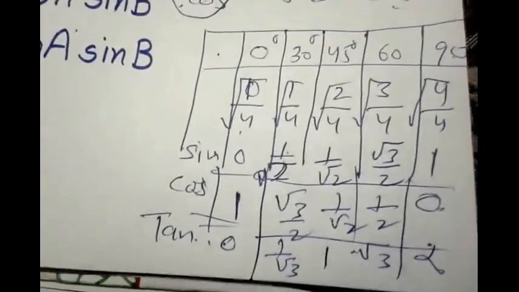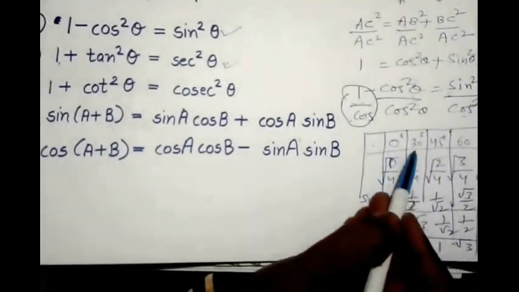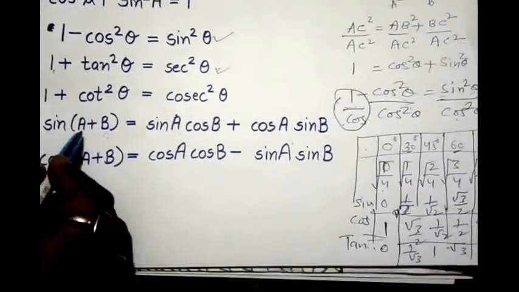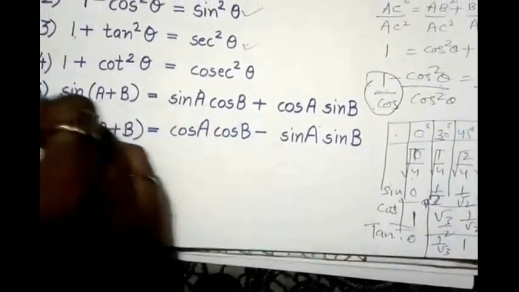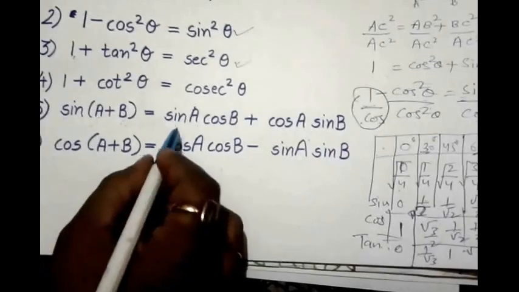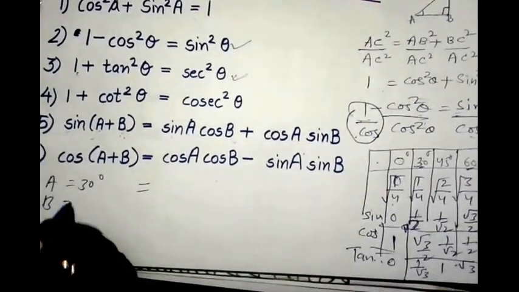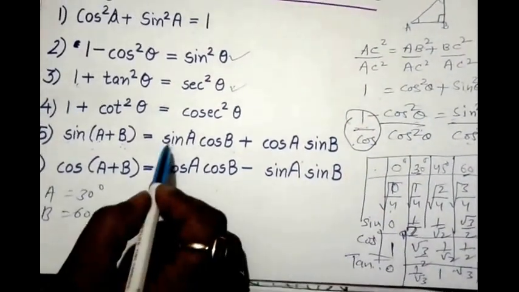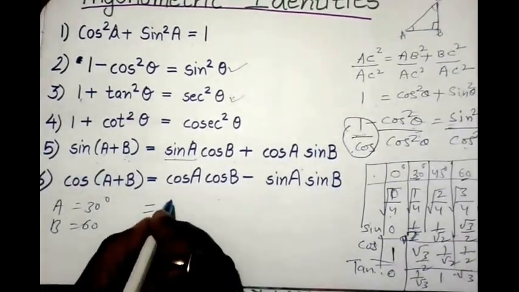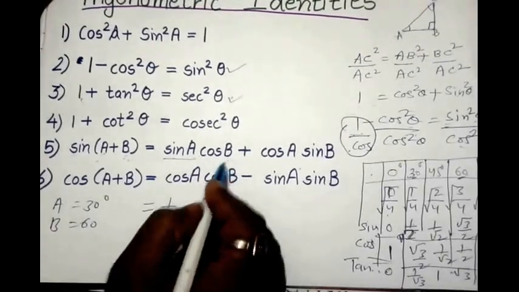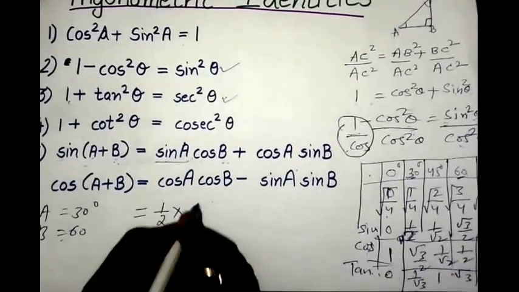So we can put these values in this equation, sin of A plus B. We can take any two values. Suppose I take A is equal to 30 degree and B is equal to 60 degree, and let us see whether this identity is correct or not. So sin A cos B: sin 30 degree is 1 by 2, and cos B is cos 60, which is again 1 by 2.